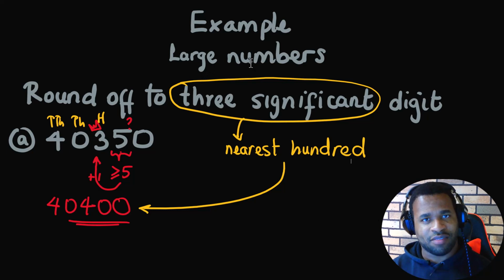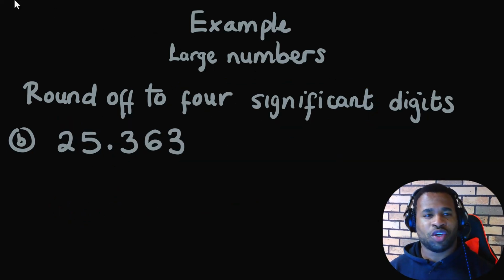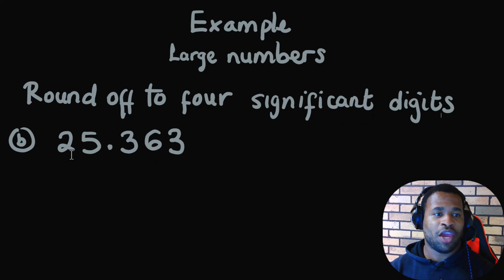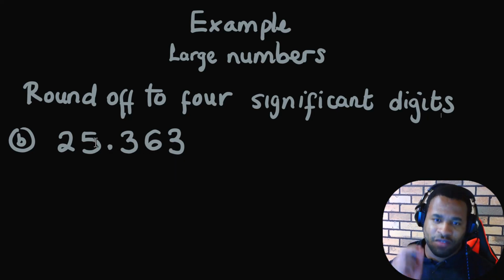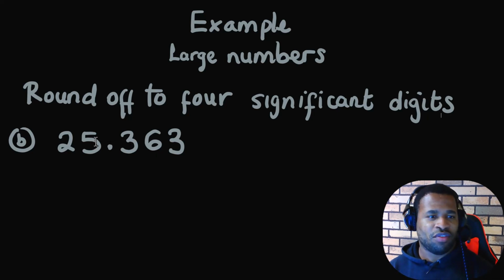but with a decimal point. So in here we have another question, where we are going to be rounding off to 4 significant digits, and here is the number 25.363. And looking at this, the first step of course is to highlight or count the significant digits from left to right. And so this is our first, which is 2, and then the second is 5, the third one is 3, which is after the decimal point, and the fourth significant digit is 6.